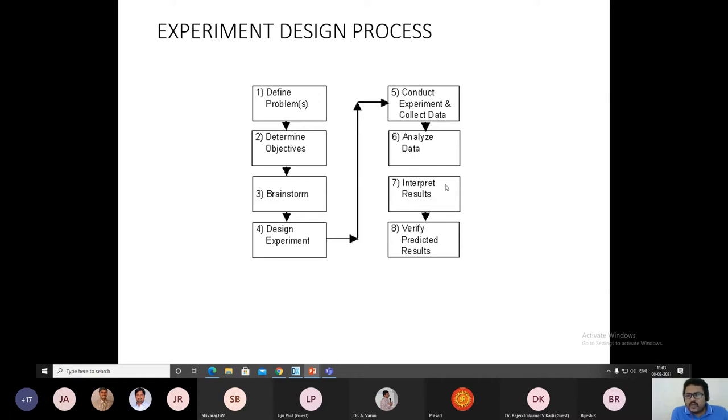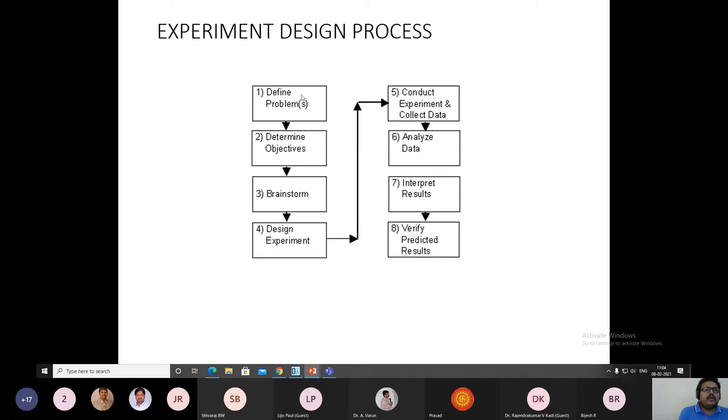Next, interpret results, right? You will interpret all the results obtained, and you will see the interaction, the combined effect, and the individual effect on the responses. And next, verify predicted results, right? Once you get the regression analysis and the response surfaces, you can use these regression equations and some optimization software, and verify the predicted results again by conducting the experiments. We call these confirmation experiments.